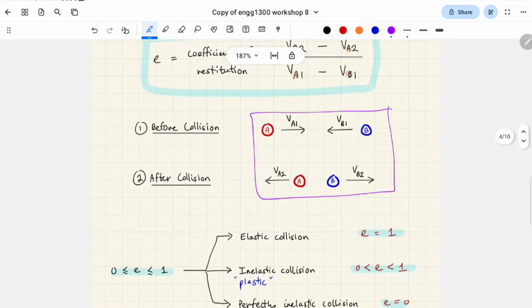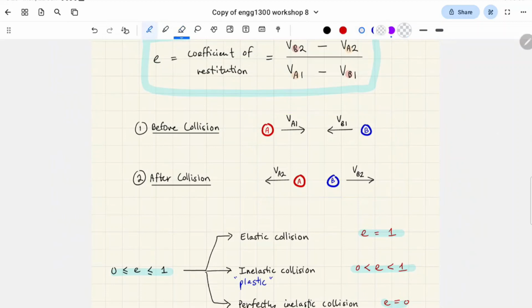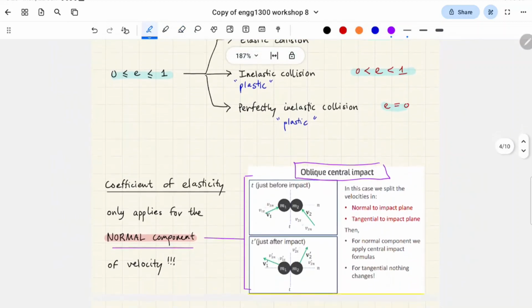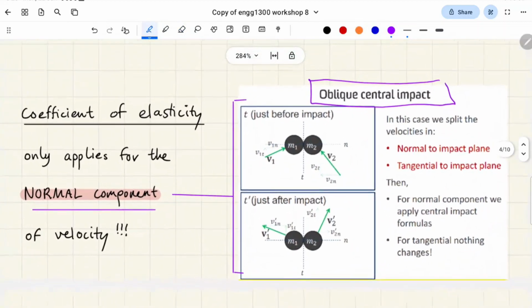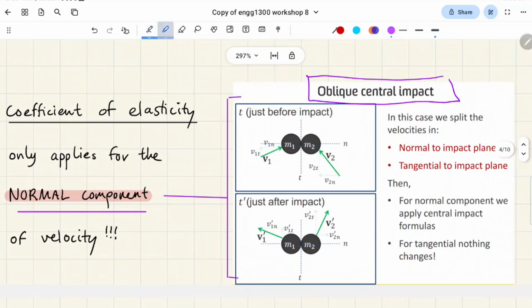The reason why most of the time it doesn't matter is that most of the time you're going to be getting questions which have impacts that are in one dimension, right? So that would be the normal component. But if you have this kind of case, you have to split the velocity into the normal and tangential directions. Okay.